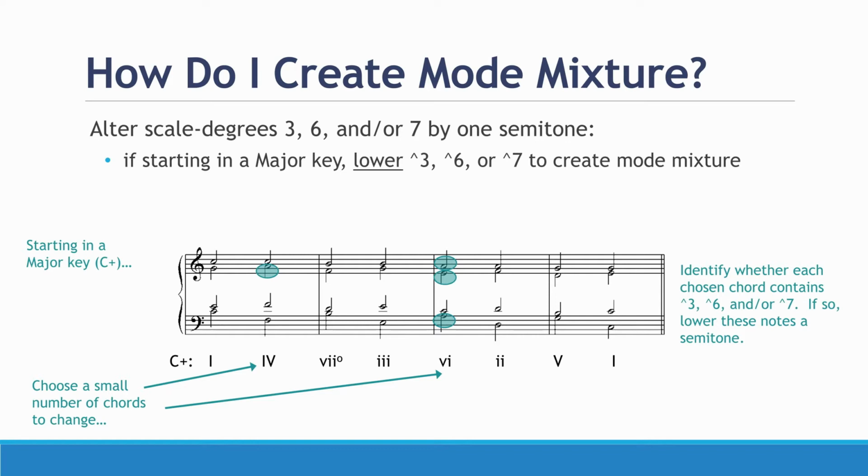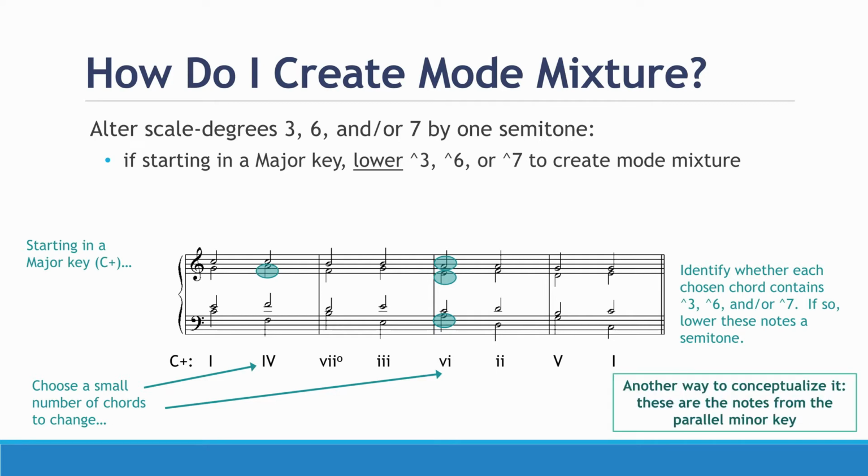You're going to start by looking for these notes. I've just gone ahead and I've circled them on the score for you. These are the notes that are going to be lowered by semitone in mode mixture starting in C major. In borrowing from the parallel key of C minor, A is going to become A flat, E is going to become E flat. Another way of conceptualizing this change is to essentially think of it as using the key signature of the parallel key on these chords.